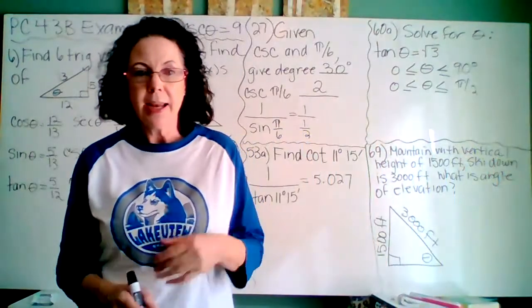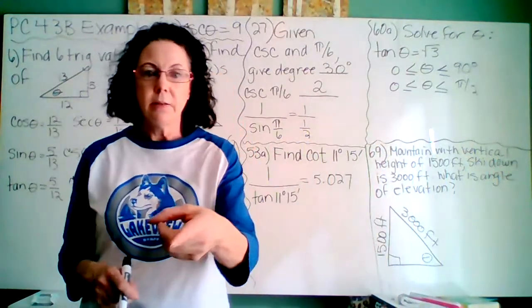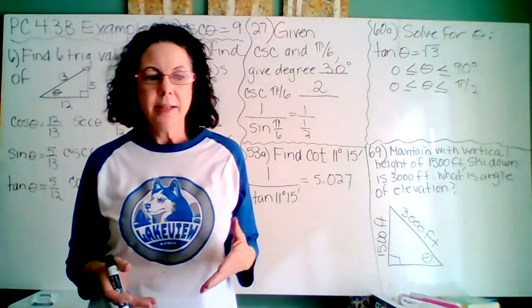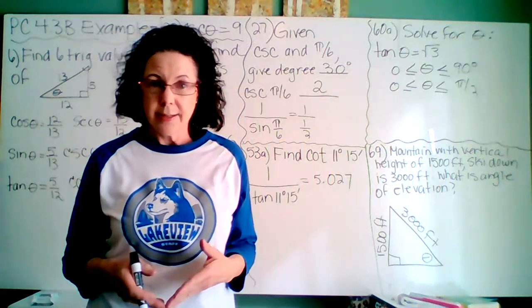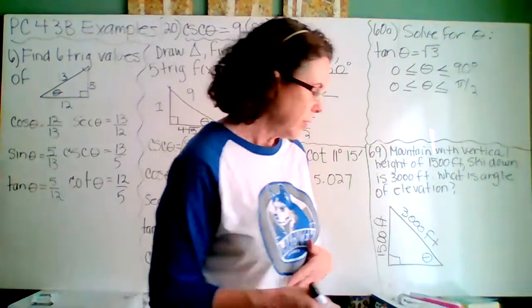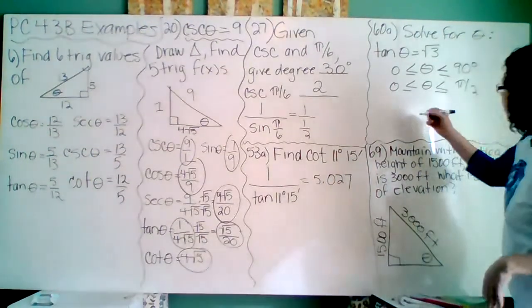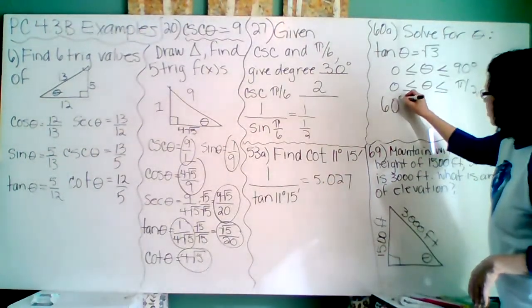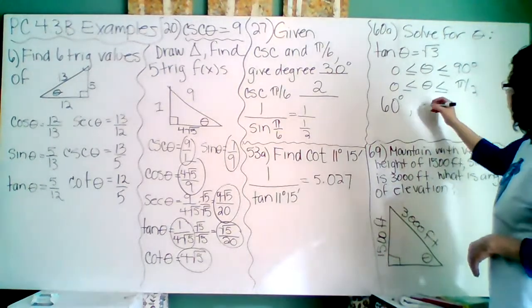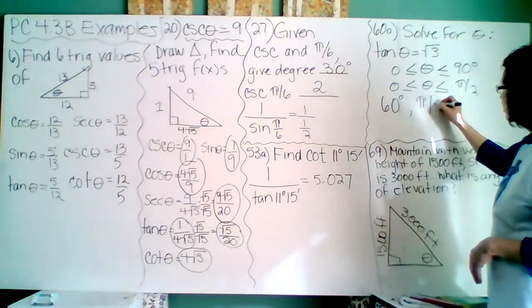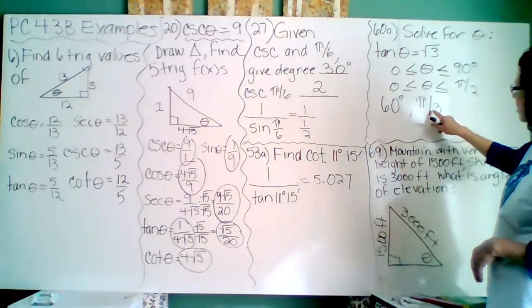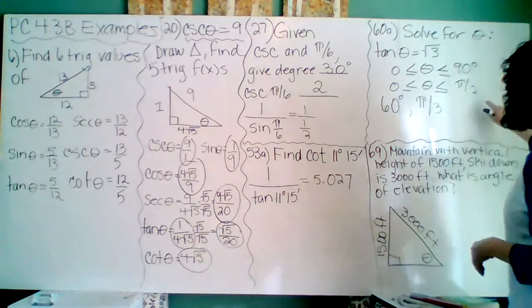We did special triangles in section 4.1. And what we found was that at 60 degrees, that tangent was the square root of 3. So you could get that from your knowledge of your right triangles. Okay. And I know how to write 60 degrees in radians, right? It is pi over 3 because pi is 180 and 180 divided by 3 is 60.